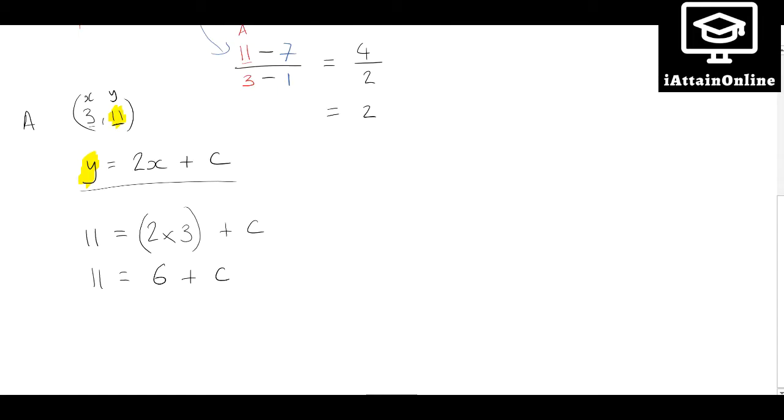Because I want to know what c is, I'm going to take away 6 from both sides of this equation. So 11 take away 6 gives me 5 equals c. Now that 5 is a positive number. So now that I know what c is, the equation of this line is going to be y equals 2x plus 5. And if that came out as a negative number, for example negative 5, instead of plus 5 on the end, it would be minus 5.